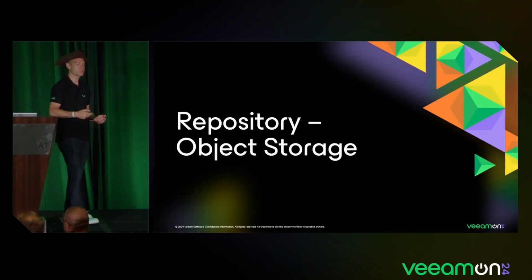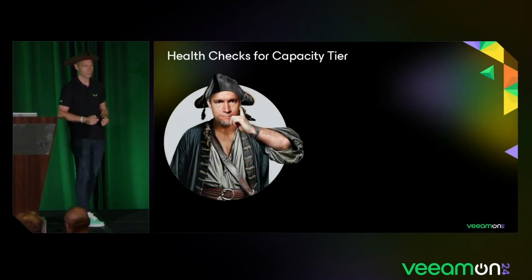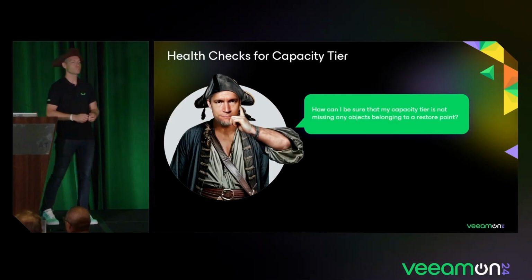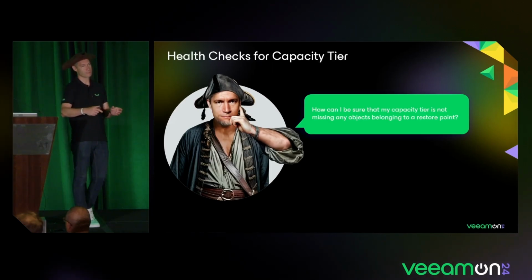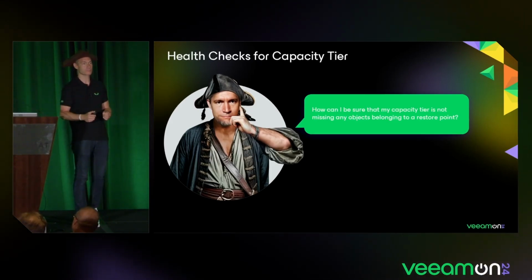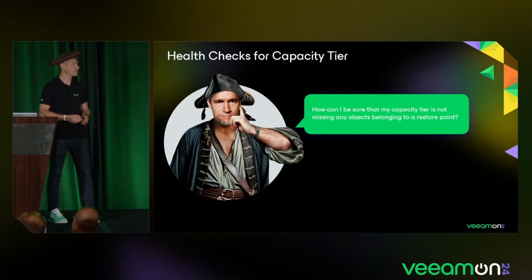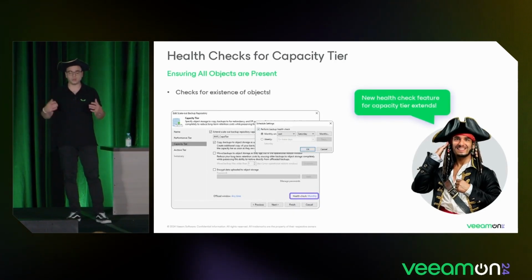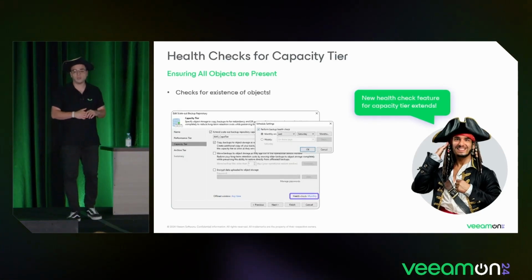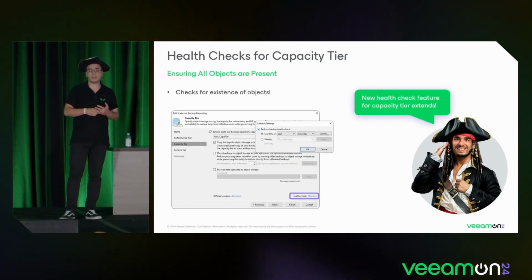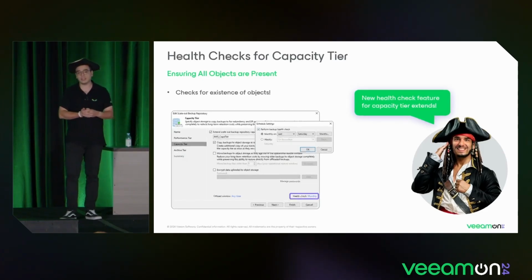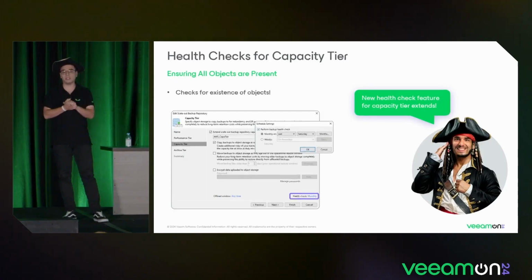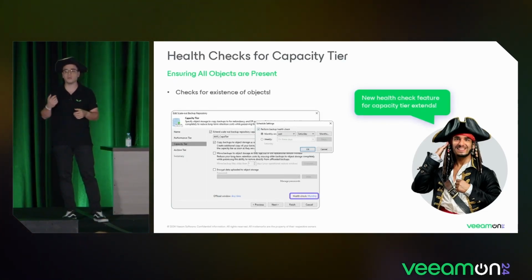So let's talk about object storage used as a repository. If you use an object storage as a capacity tier, you might want to know if all the blocks that VBR has written to the object storage are still there. You want to verify it. How can I do that? Version 12.1 introduces the health check to the capacity tier. What we will do with that feature is first verify the metadata, and then make sure that all objects are still there, which we need to restore from your restore points.